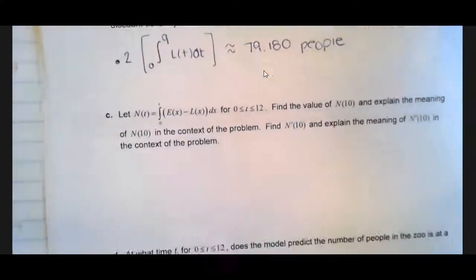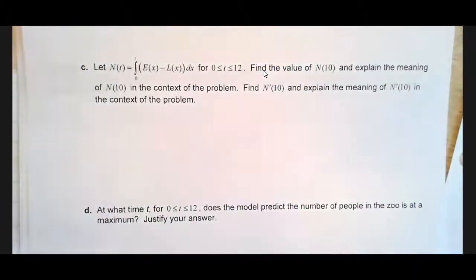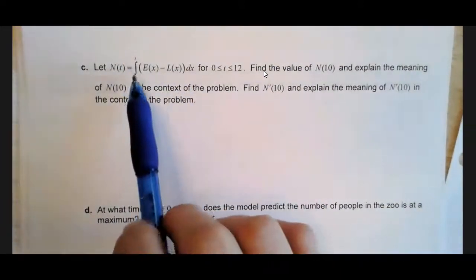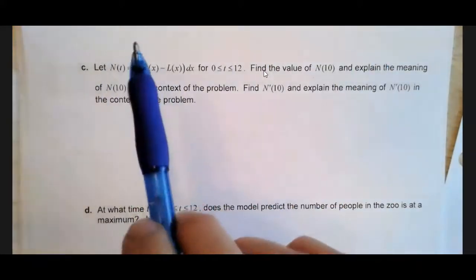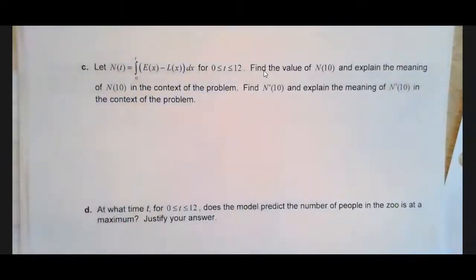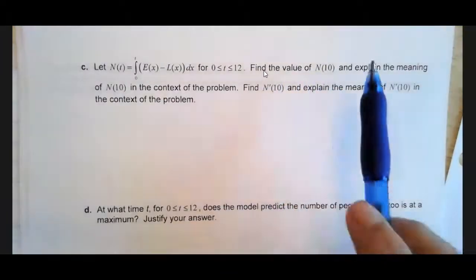We now have the introduction of a new function, function N. N of t represents the amount of people in the zoo, taking into account those who have entered and those who have exited over a 12-hour day. We want to find the value of N of 10.